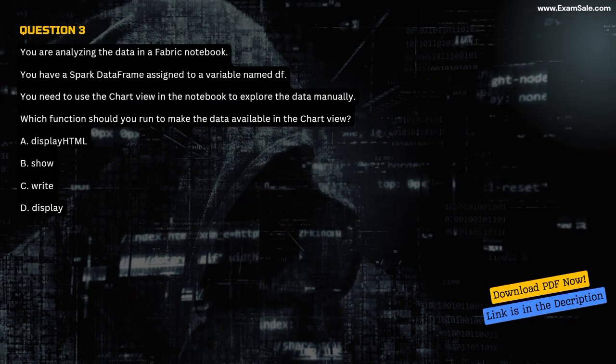Question 3. You are analyzing the data in a Fabric notebook. You have a Spark DataFrame assigned to a variable named df. You need to use the chart view in the notebook to explore the data manually. Which function should you run to make the data available in the chart view? A. displayHTML. B. show. C. write. D. display. Correct answer: D.